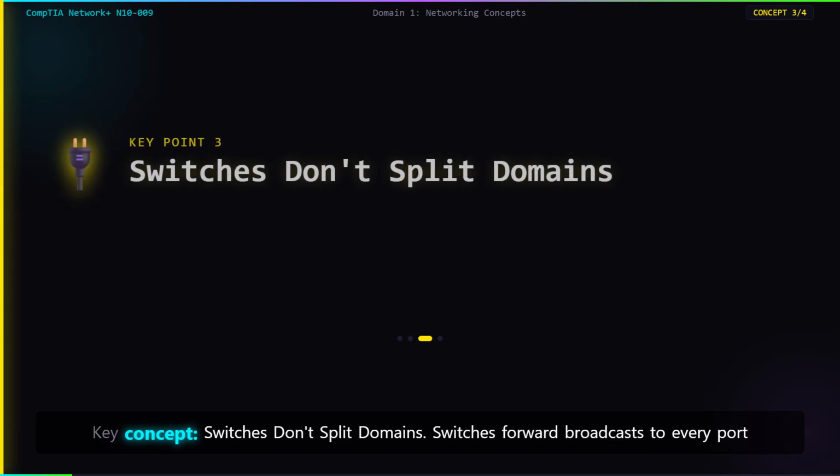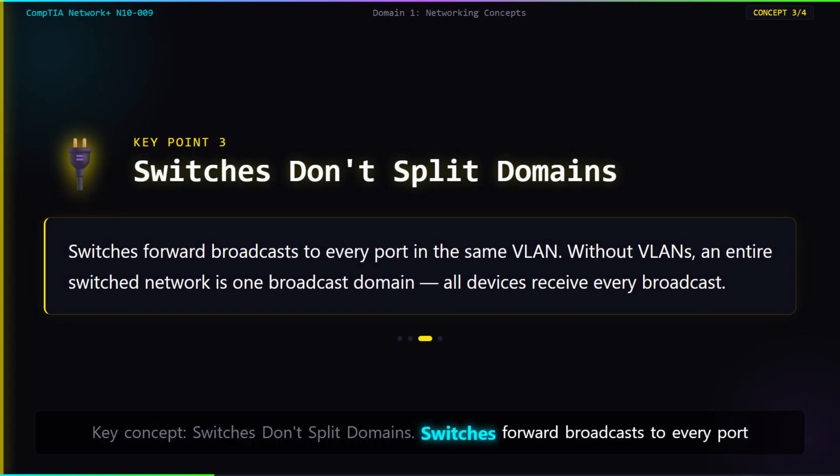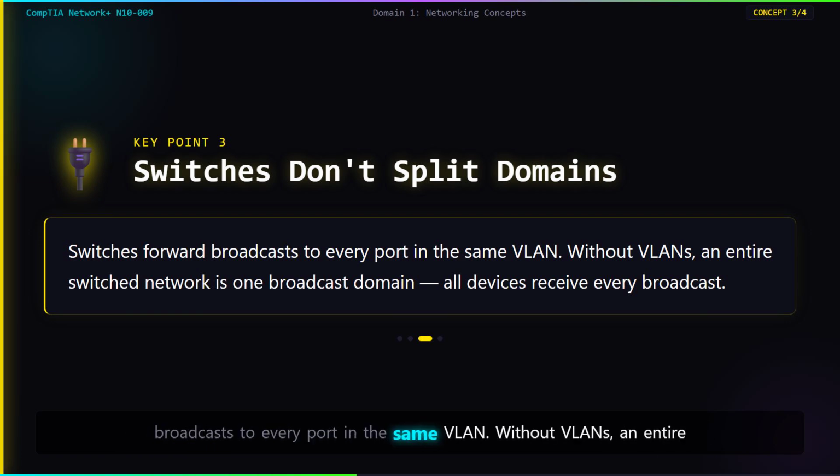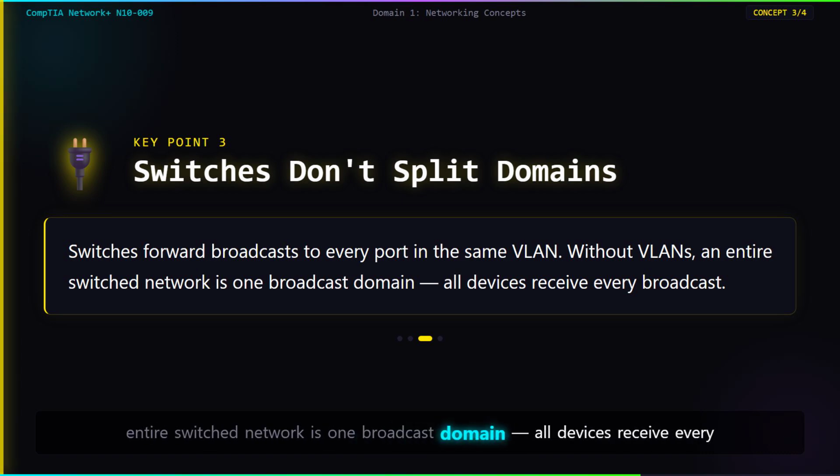Key concept: switches don't split domains. Switches forward broadcasts to every port in the same VLAN. Without VLANs, an entire switched network is one broadcast domain. All devices receive every broadcast.